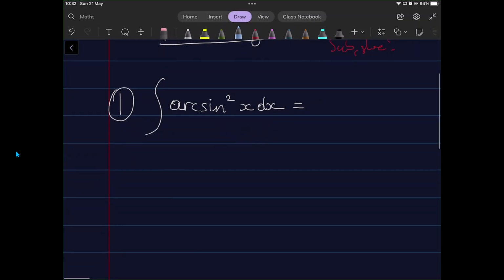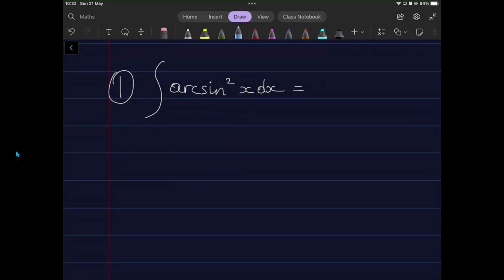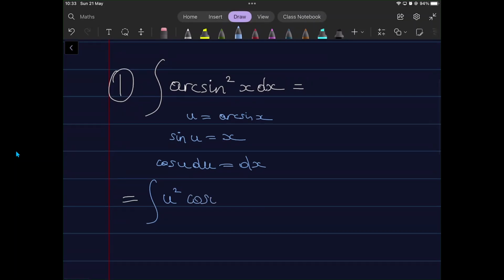So the obvious thing to do right now is to take a substitution. Let's say u is equal to arc sine of x, and then if we apply sine to both sides, you get sine of u equals x, and then do implicit differentiation for both sides. So cosine of u du equals dx. And now if we rewrite this integral in terms of u, we get the integral of arc sine of x squared, which is u squared, and then multiplied by dx, which is cosine of u du.